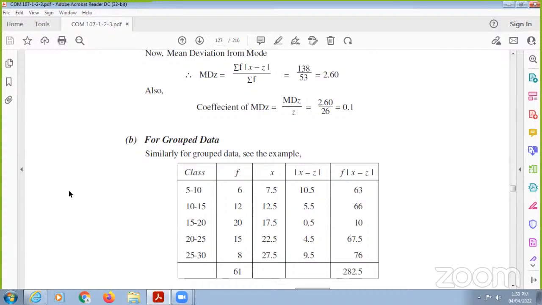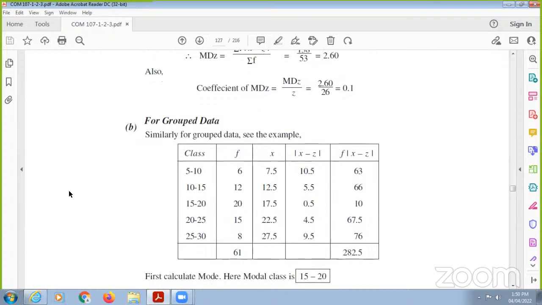In the last column, it is the multiplication of the second column and this fourth column. 10.5 multiplied by 6, 63. Then 12 multiplied by 5.5, 66. 20 multiplied by 0.5, 10. 15 multiplied by 4.5, that is 67.5. And 8 multiplied by 9.5 will be 76 here. The total of the last column is 282.5, and the total of the second column is 61 here.